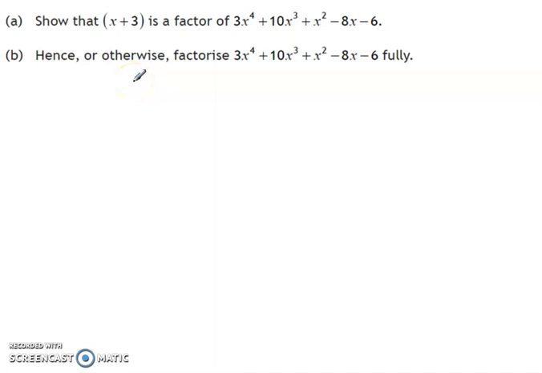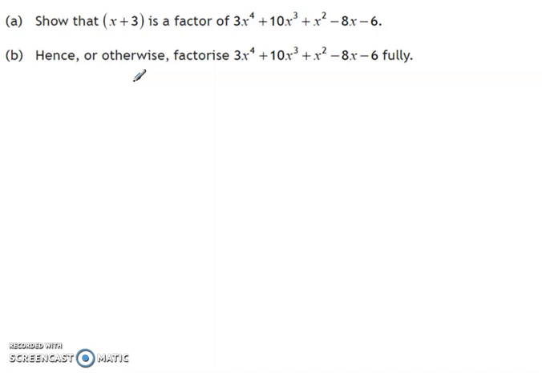So here we have the 2019 higher paper. This is paper 2 and it's question 10, which focuses on factorising equations. Now, what we've got to do in this question is first we've got to show something as a factor, and then we've got to fully factorise beyond that.